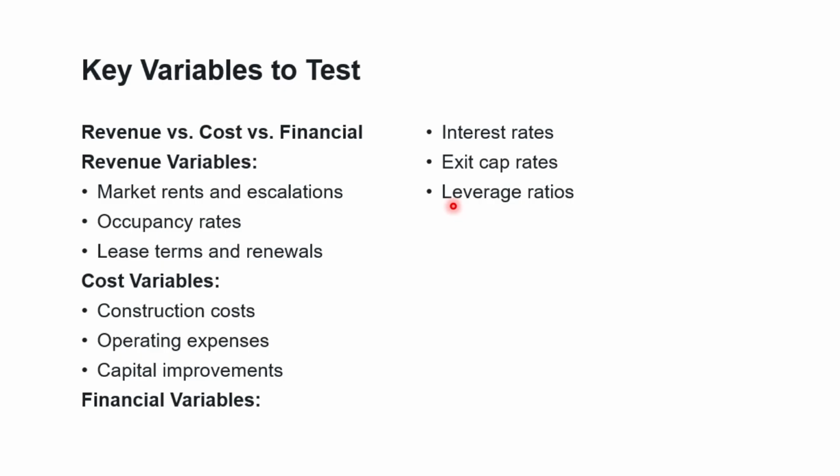Then we go to the financial variables, which reflect market conditions beyond your control. For example, interest rates affect your borrowing cost. Exit cap rates determine your sale proceeds. Leverage ratios amplify both gains and losses. So you can notice that some variables you can control, others you don't. This distinction is fundamental in risk management.